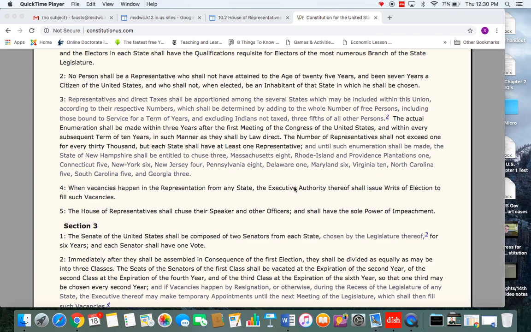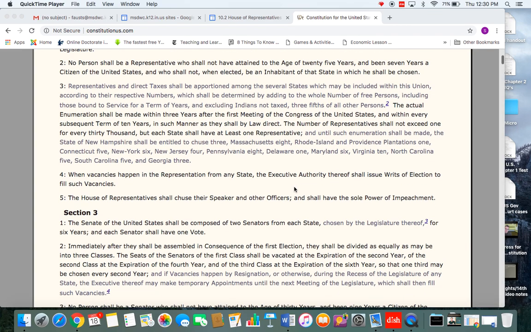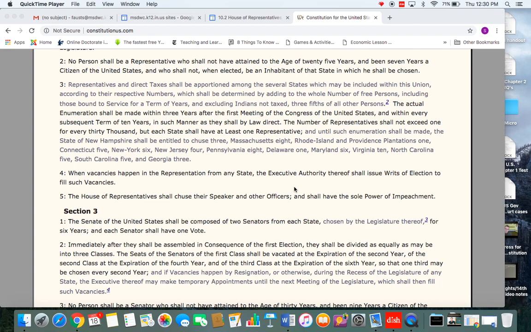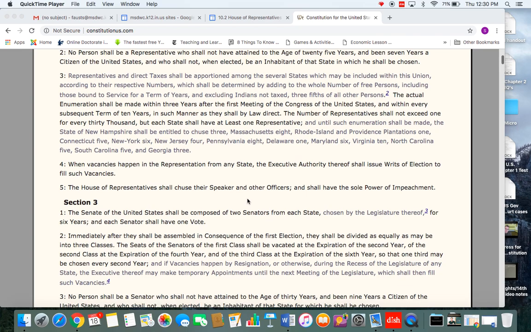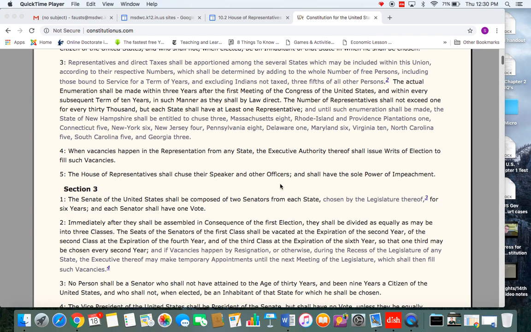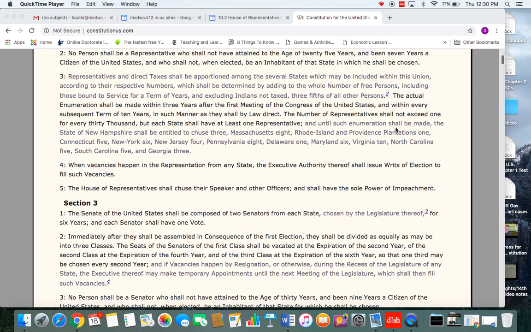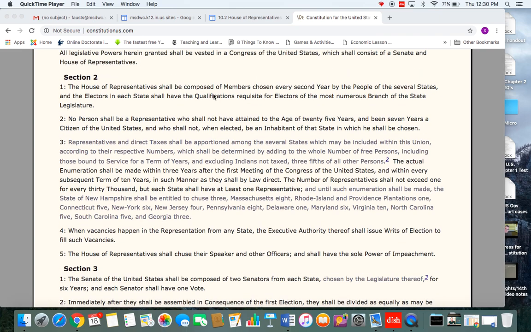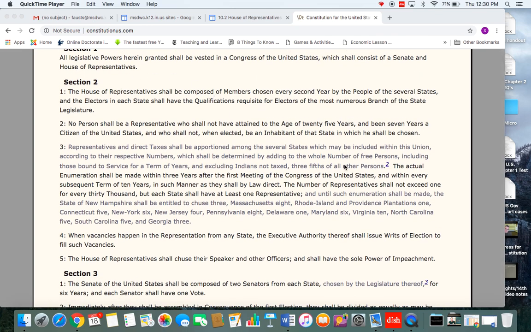This right here talks about vacancies, how we fill them, because sometimes you might have a member of the House either resign, go into private business, or they might die or something like that. And then it talks about them being able to pick their officers. So that is where you're going to find information, Article 1, Section 2, on the House of Representatives.